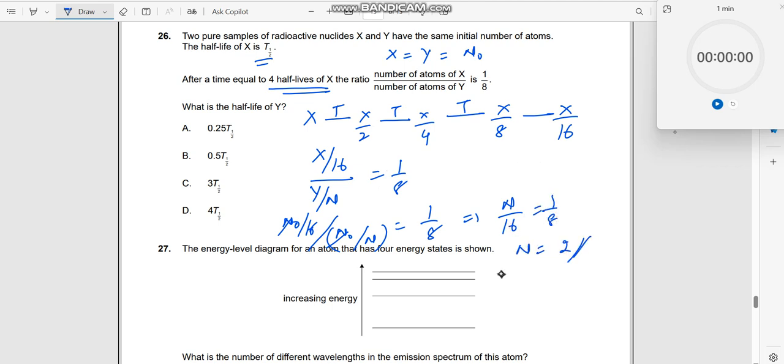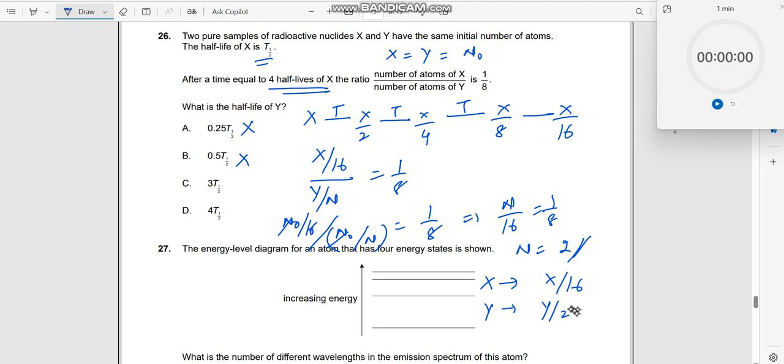Now what does it mean? That means when X becomes X by 16, Y becomes only Y by 2. So when 4 half-lives of X have elapsed, Y only becomes half of it. You can say X takes a longer time to decay, while Y takes a much shorter time to decay. As a result, definitely this is not the answer, this is not the answer. Now it should be one amongst the remaining ones.